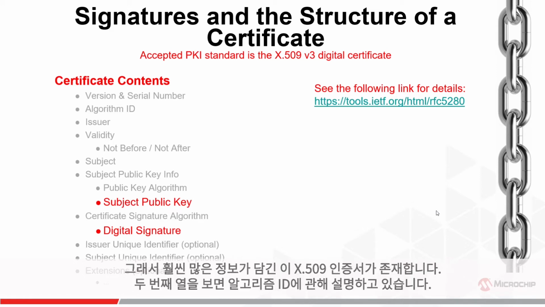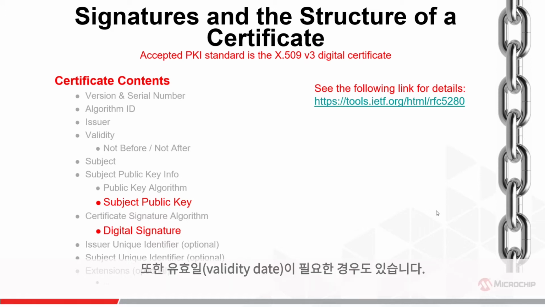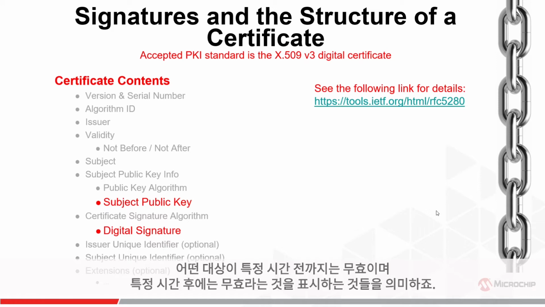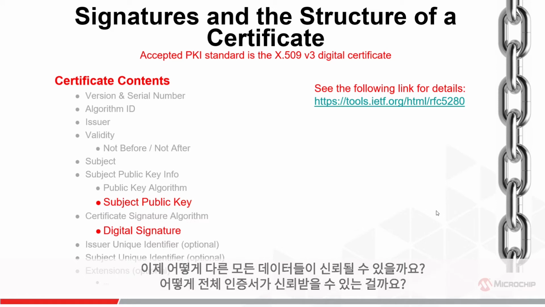So we have this X.509 certificate with a lot more information in it. Notice the second line says algorithm ID. Other vendors might not know you're using, say, SHA-256 or AES-128 or whatever. You have to tell them. Also, you might want to have a validity date or dates. So something's not valid before a particular time and not valid after a particular time. And there's all kinds of things that we can put in this X.509 certificate, along with the subject public key and digital signature.